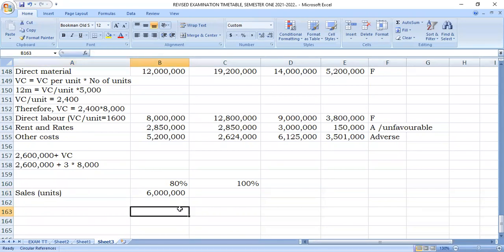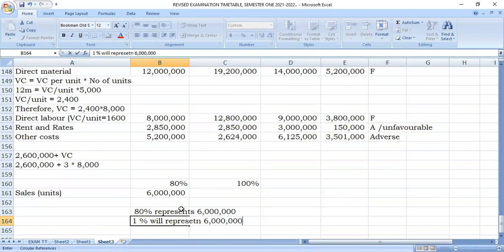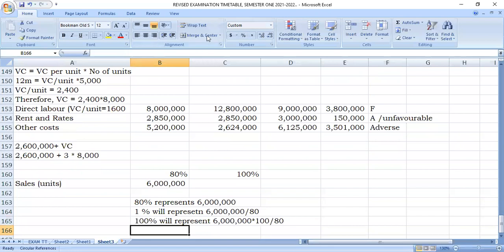So this is simple. You say that 80% represents 6 million. Now, how about 1%? It will represent 6 million divided by 80. Then 100% will represent 6 million times 100 divided by 80. That's how you get the number of units. You do it the way we have done: number of units, then you flex. 8K is not always the level of activity; it depends on the information.